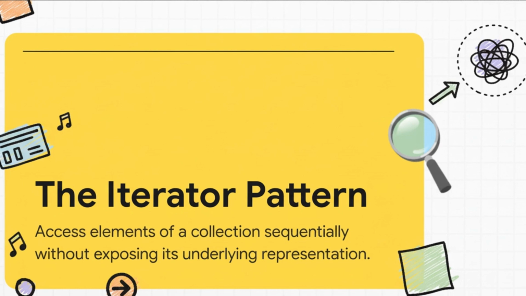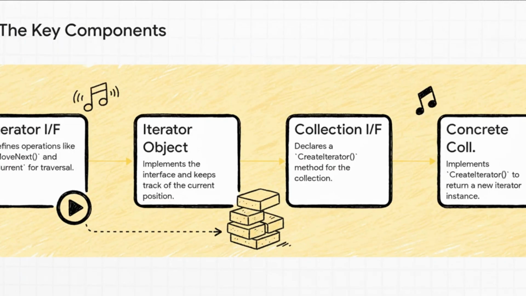The client gets to walk through all the items, one by one, but it has absolutely no idea, and frankly, it's none of its business, how those items are actually stored inside that collection. So, how does this magic actually work? Well, it's a team effort between 4 key pieces. First, you've got the iterator interface. Think of this as the contract. It just defines the basic rules, like you must have a move next and you must have a current property.